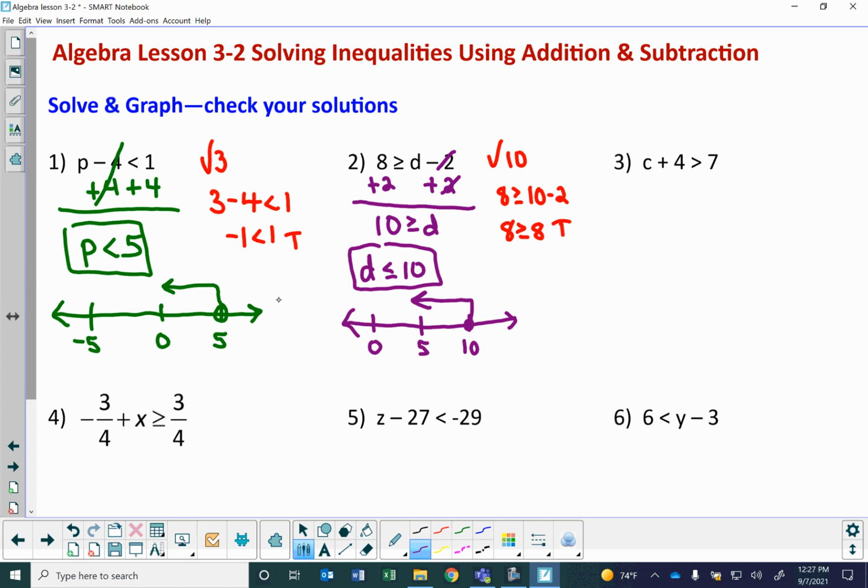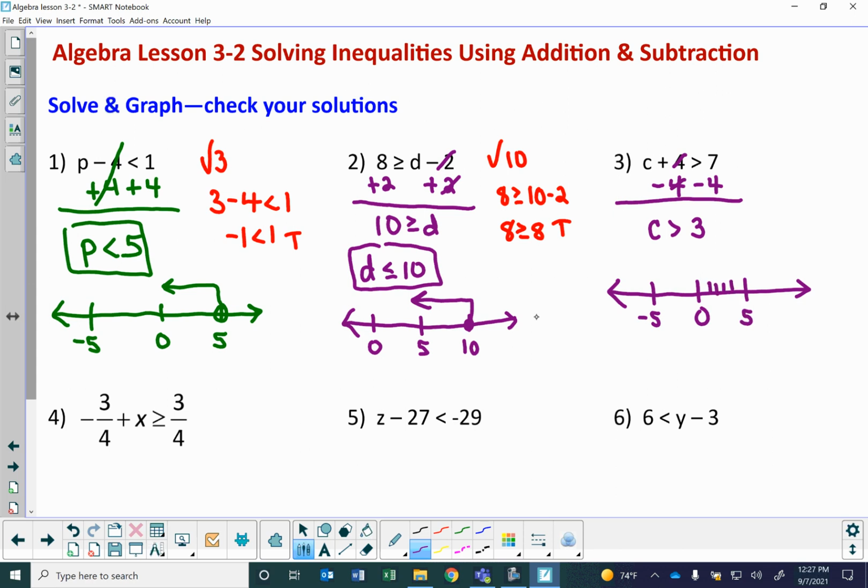Number 3, c plus 4 is greater than 7. So we'll subtract 4 from both sides. We have c is greater than 7 minus 4, which is 3. So c is greater than 3. If I wanted to graph this, I'll have -5, 0, 5.